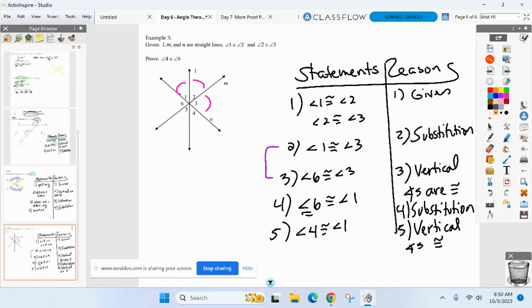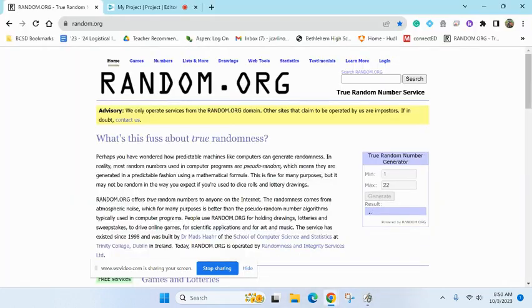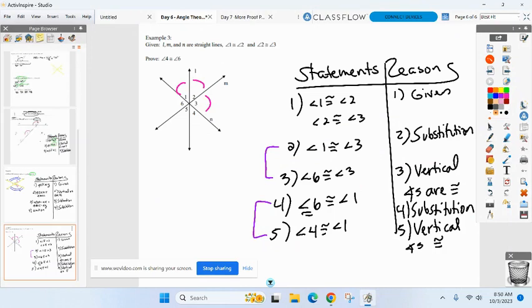Okay, I think we're at the finish point. Look at those two. 6 and 1, 4 and 1. Now, what angles are now congruent to each other? Let's finish this off, Drew. Angle 6 is congruent to angle 4. Yep, because they're vertical or, nope, because of? Substitution a third time. Yep.